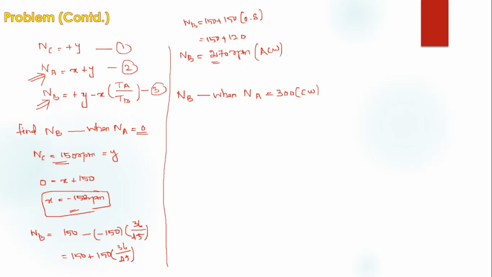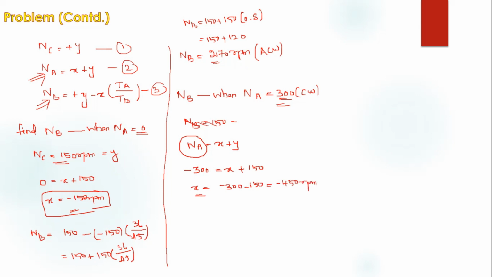So now substitute NA equals minus 300 in this equation. Now we know the equation NB equals y minus x into TA by TB, and NA equals x plus y. So instead of substituting 0 as in the previous case, now we substitute minus 300, which equals x plus y, which is 150. So x equals minus 300 minus 150, which equals minus 450 RPM. This is the value of x.